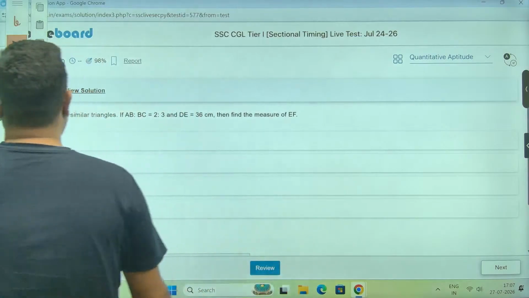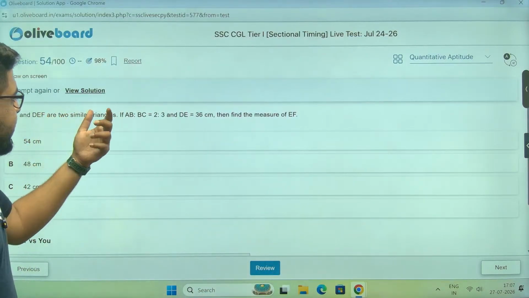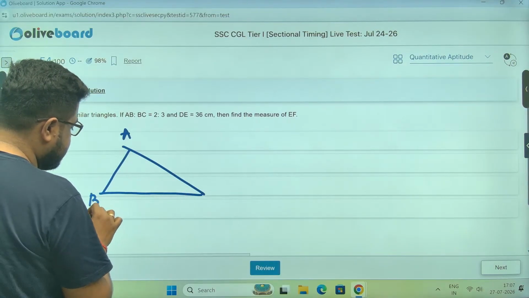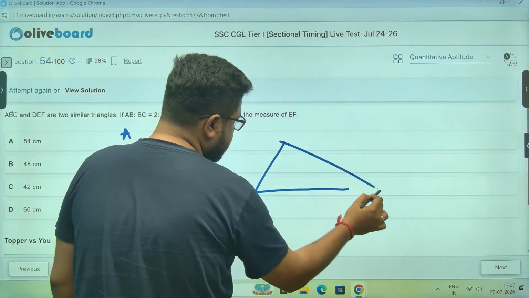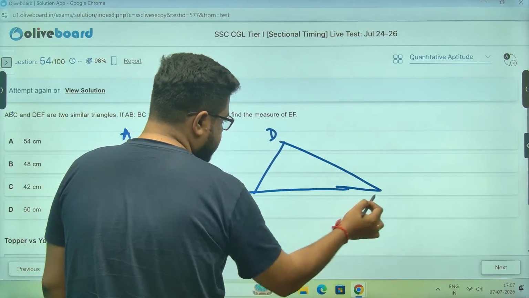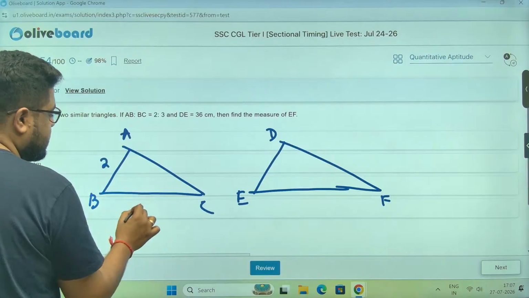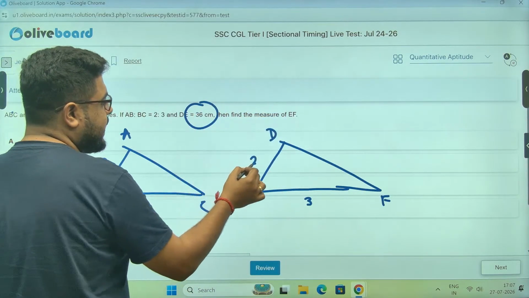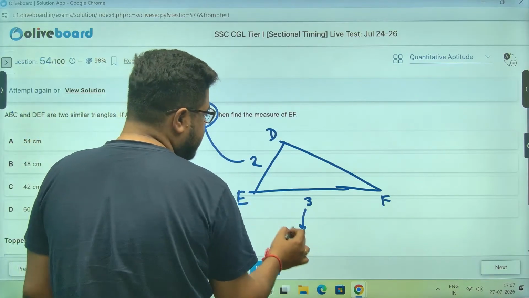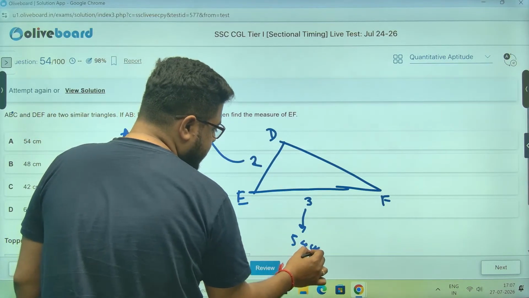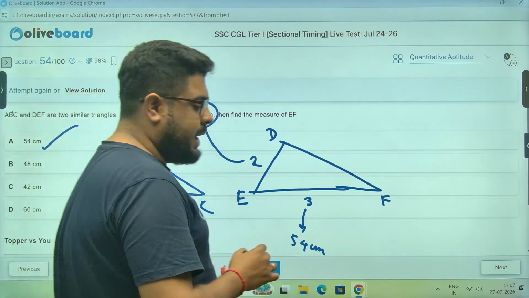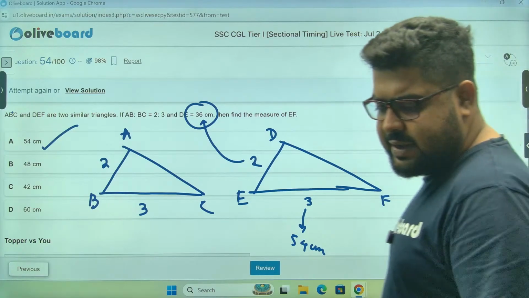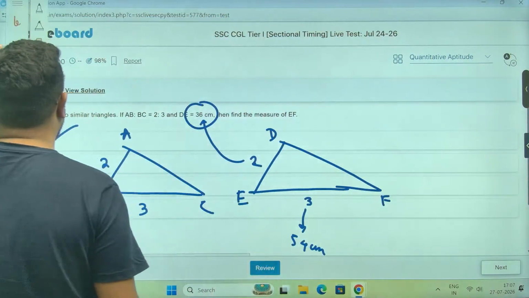Two similar triangles given, ABC, DEF. Let's say this is ABC and this is DEF. AB is to BC is 2 is to 3. So this will also be 2 is to 3. DE is to EF. DE is this much, and this is given as 36. So three parts will be 18 2s, 18 3s, 54. So just use the 2 is to 3 ratio. Option A again is 100% your correct answer. Very simple stuff, sir.